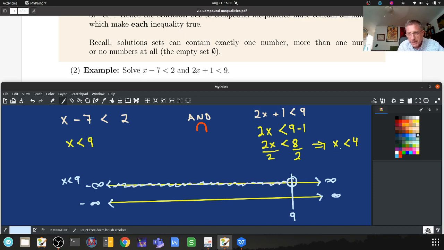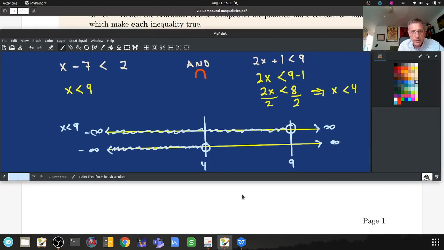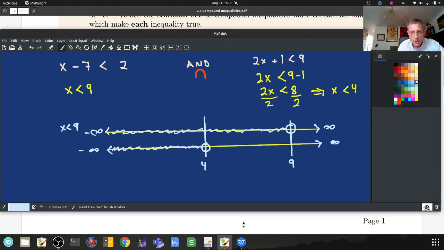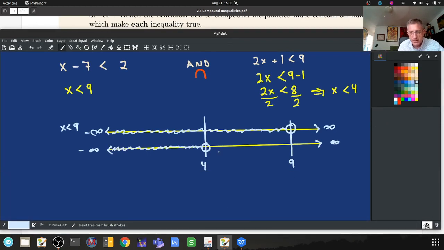Now I'm going to come over here and graph the solution set to the second inequality, where x is less than 4. So again, I'm just going to pretend that 4 is right here, and I'm going to graph all values x less than 4 right here. So here's what we do. I've visually got everything I need to write the solution set, and I'm going to write the solution set as an interval.